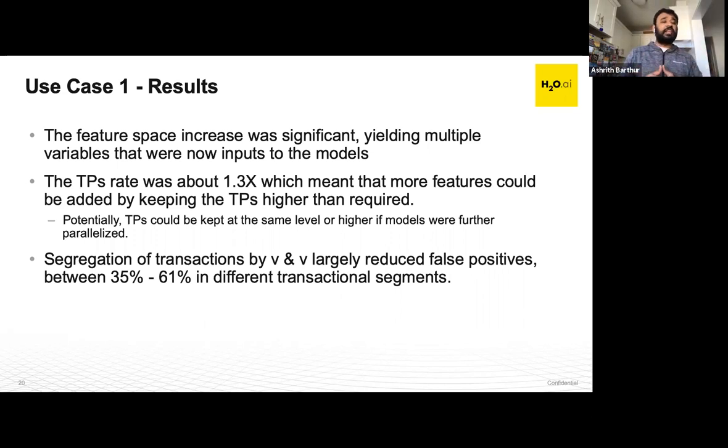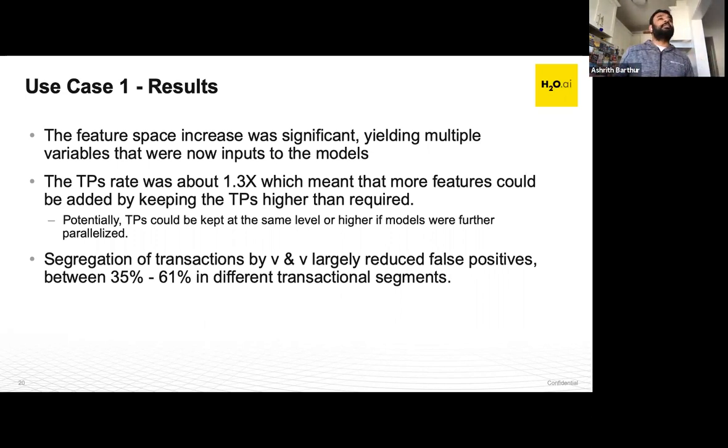And this essentially gave us enough space if we wanted to increase the features as well. We were already hitting 1.3 times, so 130% of the line speed that they wanted. Which essentially meant that we could add more features if we wanted to match it to the current transaction rate. As we had segmented based off the transaction amounts, we saw a wide reduction, somewhere between 35% to about 61% in different transaction segments.